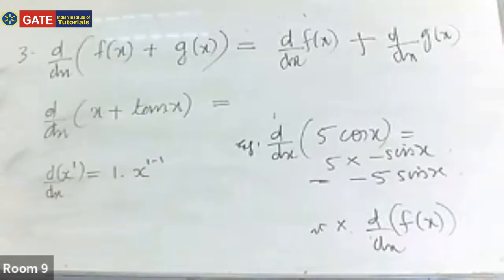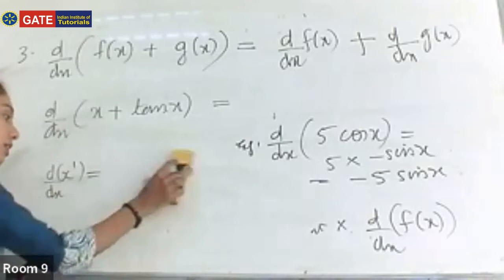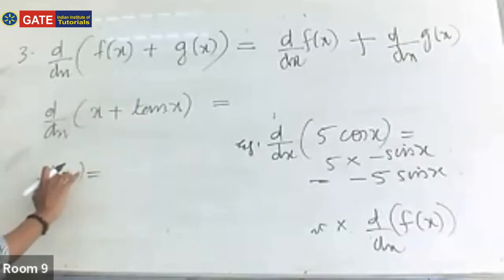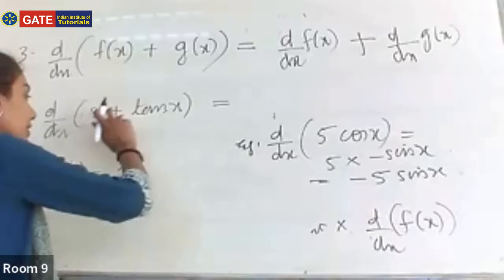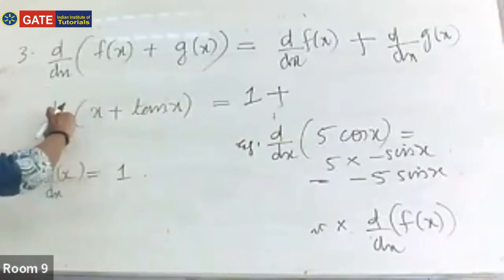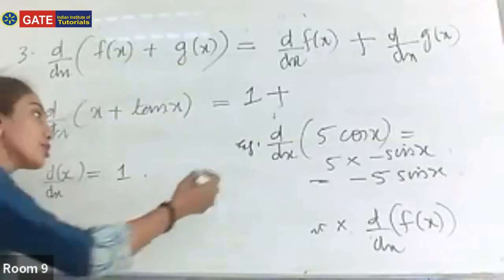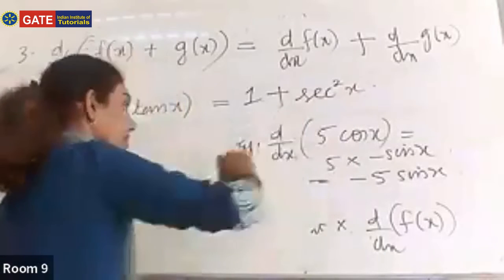Any number to the power 0 is 1. That is always 1. Okay. Any number you take, if the power is 0, then the answer is 1. So this is nothing but 1. Or you remember like dx by dx. So it is 1. Okay. So derivative of x is 1 plus. Now you ask what is the derivative of tan x? Sec square x. So the answer will be 1 plus sec square x.